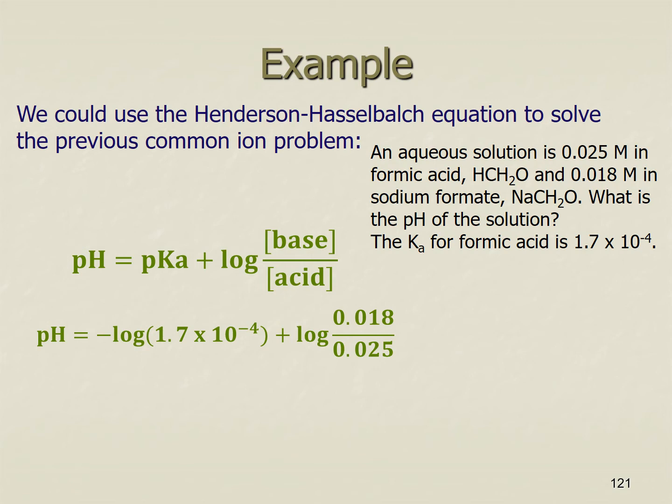We can plug the concentration of the base over the acid and take the log of that ratio. So the negative log of 1.7 times 10 to the minus 4 is 3.77. And then the log of that ratio, notice the numerator is a little bit smaller, so the ratio is 0.72. The log of 0.72 is negative 0.14, so 3.77 minus 0.14 gives us a pH of 3.63, which is the same as we found when we did the problem using our ICE chart.